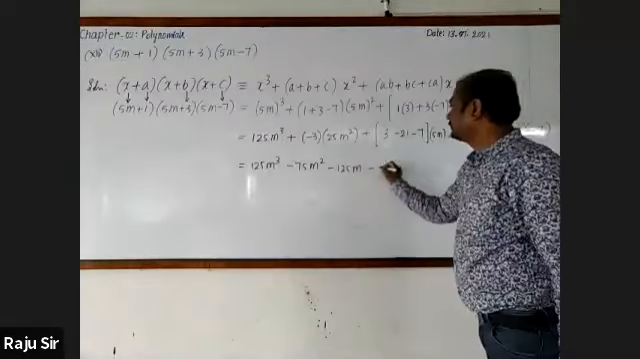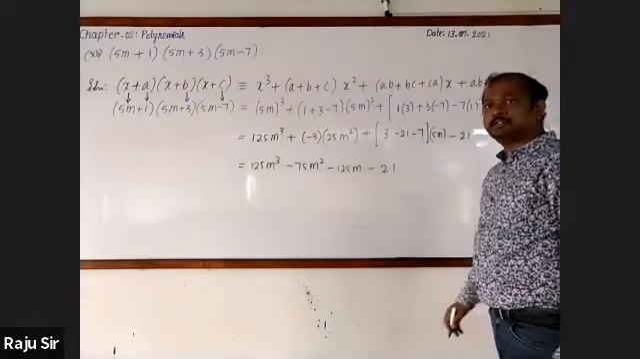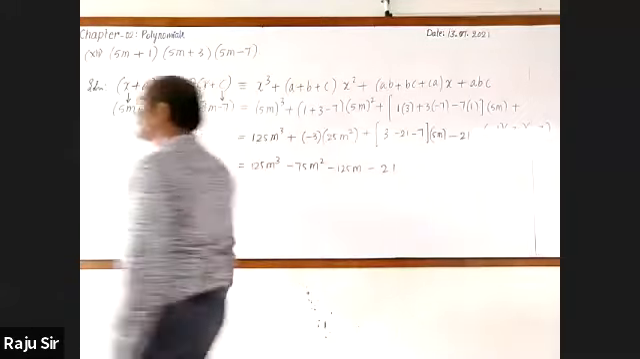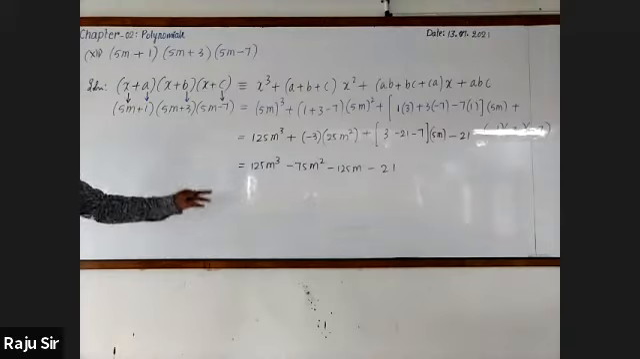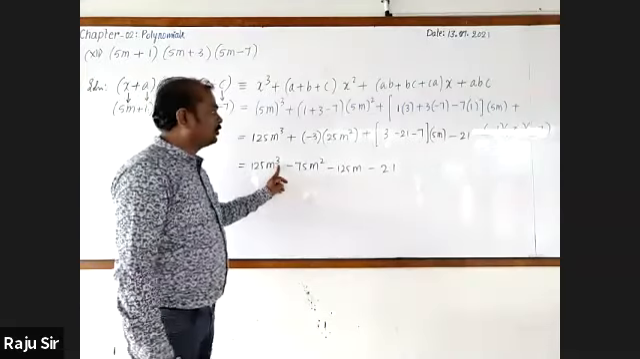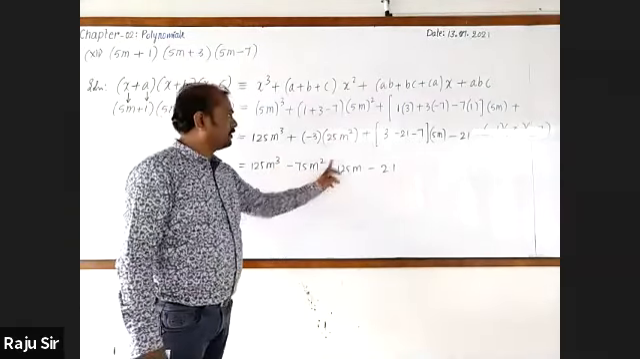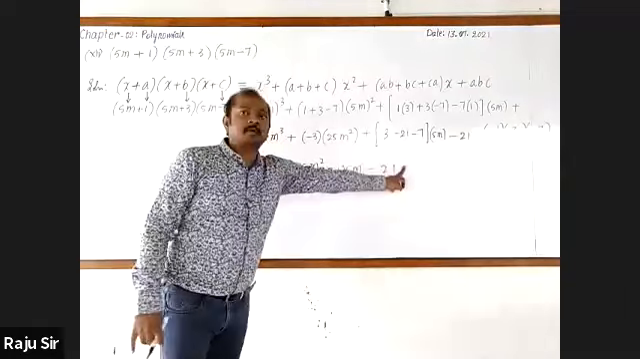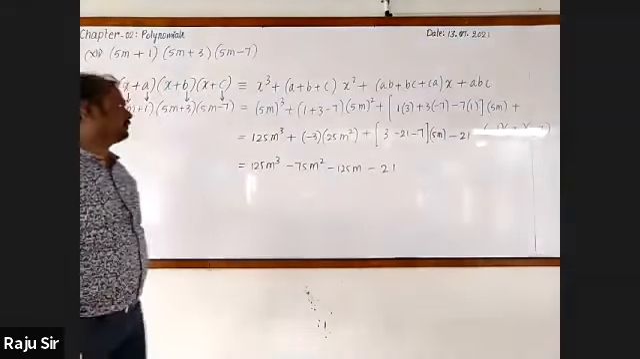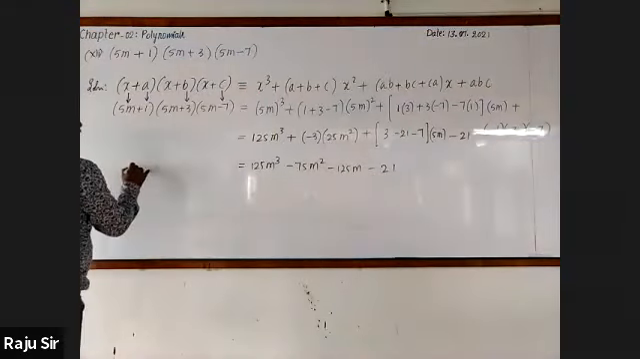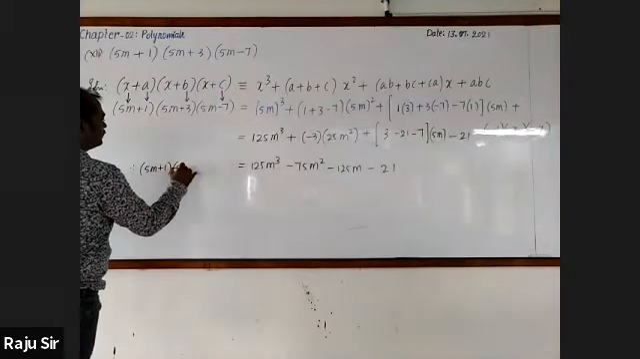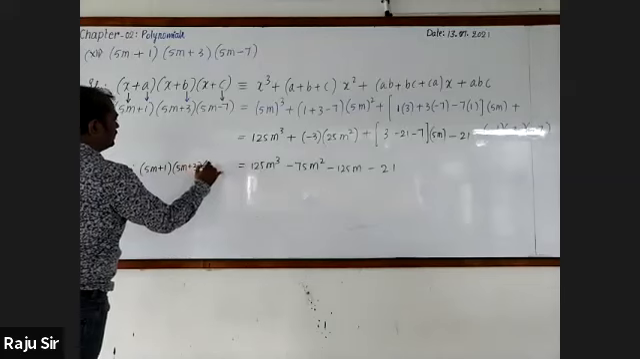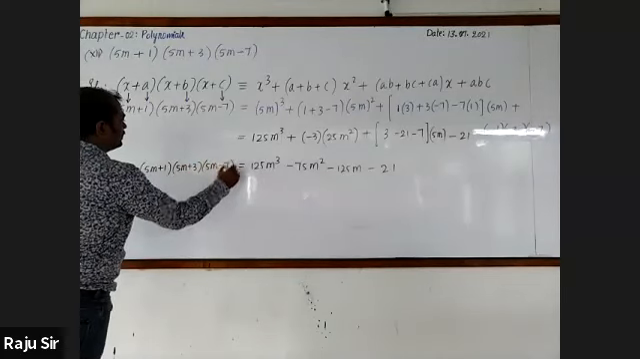Then minus 21. Is it in standard form? No, sir. Yes, sir. Power of the variable is 1. Here power of the variable is 0. It is in standard form. Right. Therefore, 5m plus 1 into 5m plus 3 into 5m minus 7.